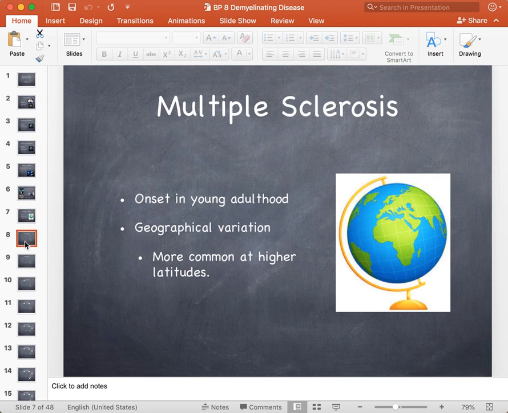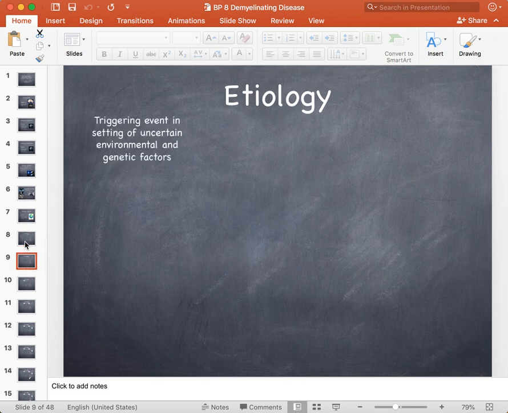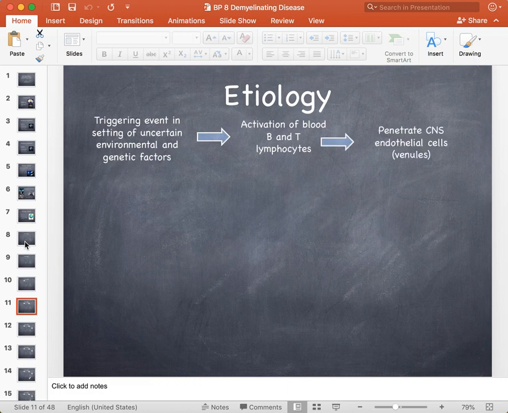Fascinating. More to come. All right, so let's talk a little bit about the etiology of multiple sclerosis and multiple sclerosis attacks, and we'll just walk through it here. Like all autoimmune conditions, there's some triggering event in the setting of uncertain environmental and genetic factors. Then inside the blood there's an activation of B and T lymphocytes.